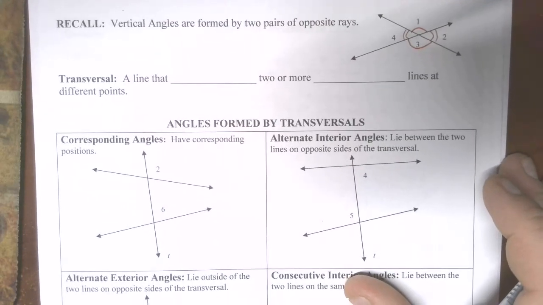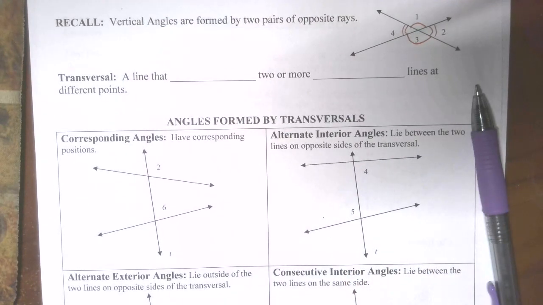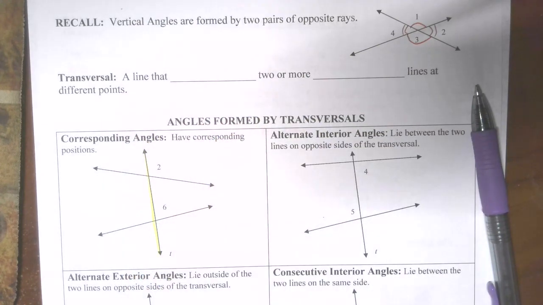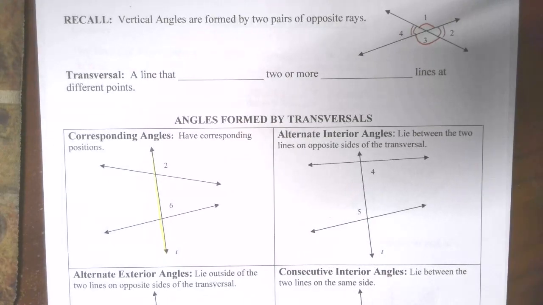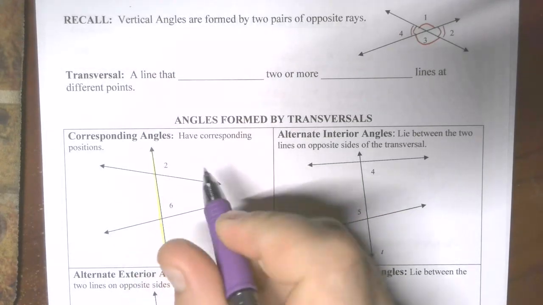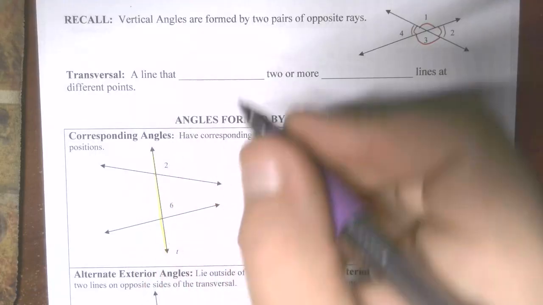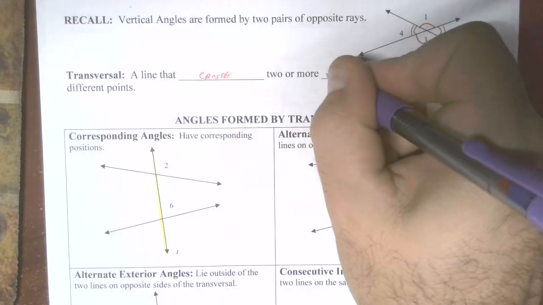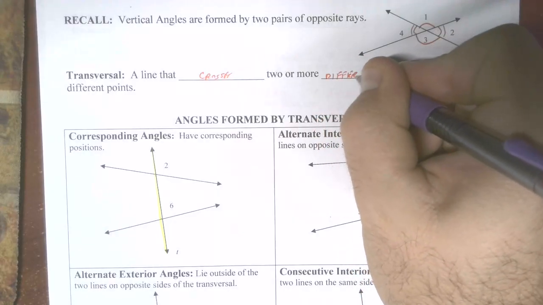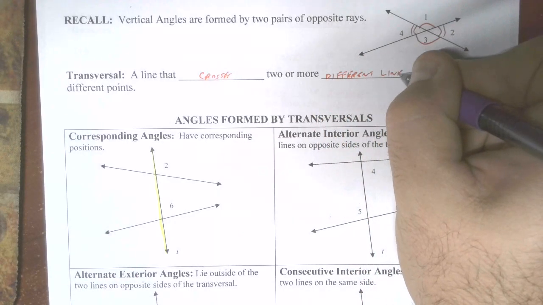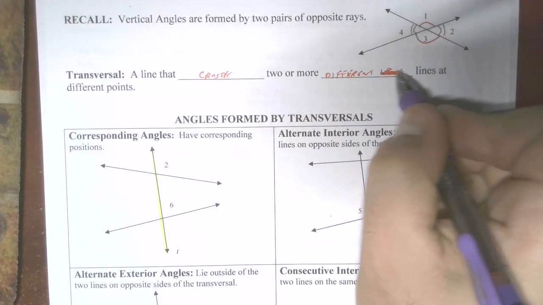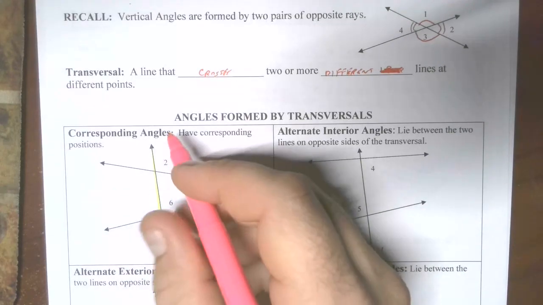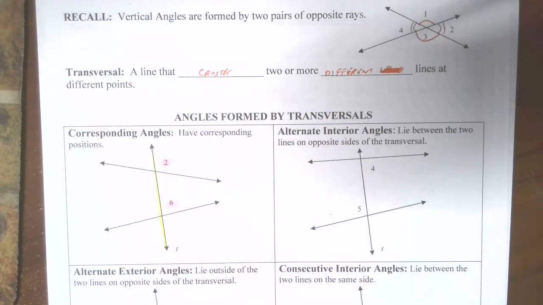Another important concept is when lines cross, where you have specifically one line that crosses two other ones at two different spots, we call that a transversal. So a line that crosses two or more different lines at different points. What you'll notice is that you'll start seeing angle pair relationships.